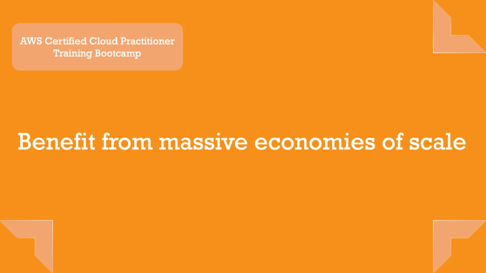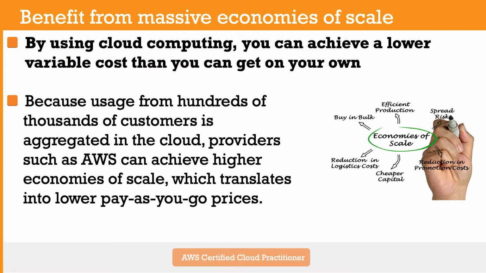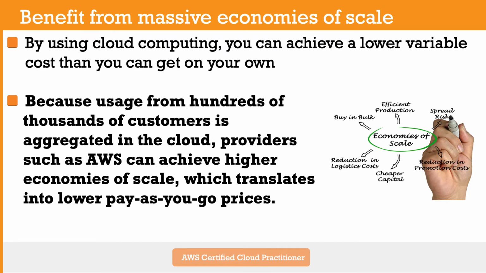Benefit from massive economies of scale. By using cloud computing, you can achieve a lower variable cost than you can get on your own. Because usage from hundreds of thousands of customers is aggregated in the cloud, providers such as AWS can achieve higher economies of scale, which translates into lower pay-as-you-go prices for you, the end customer.